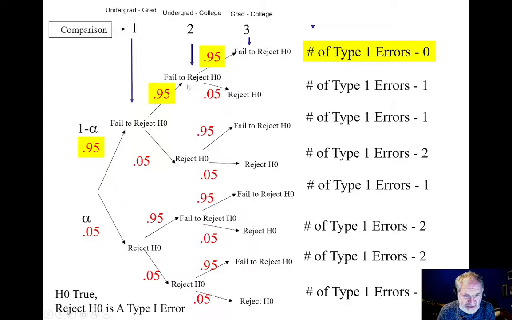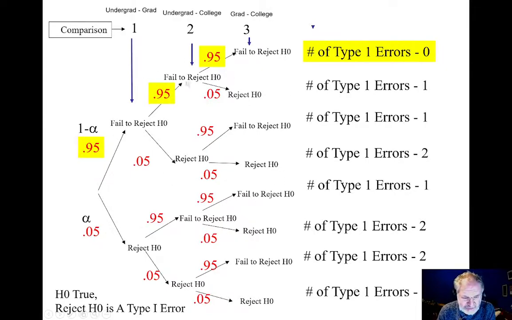My second t-test, assuming I failed to reject on the first one, is the undergrad to the college. Now, I should not reject H0, but if the null hypothesis is true and I ran a study 100 times, 5 times out of 100 I would reject H0, which is the incorrect thing to do. And that's just through random sampling. So for the second t-test, the correct decision, once again, is to fail to reject H0. My third t-test, once again, the correct path is fail to reject H0.